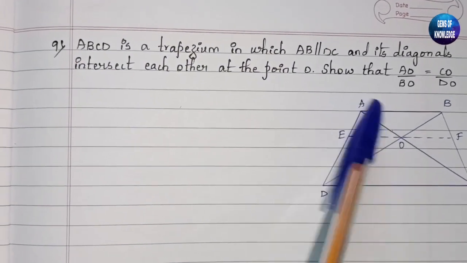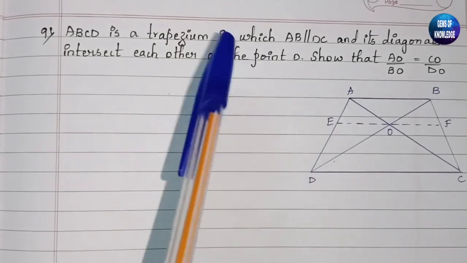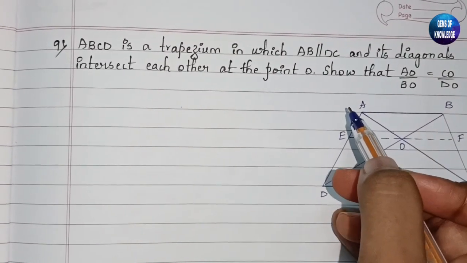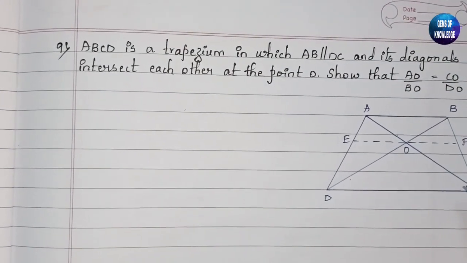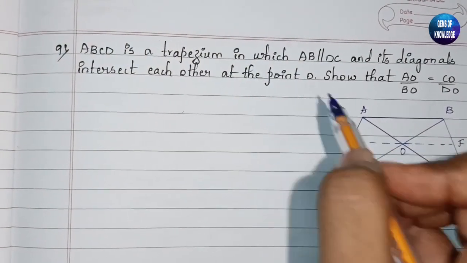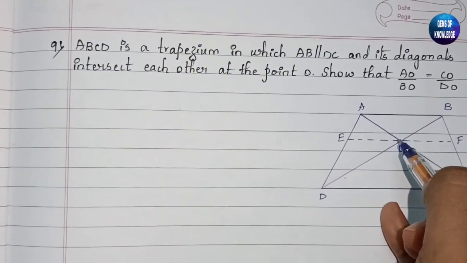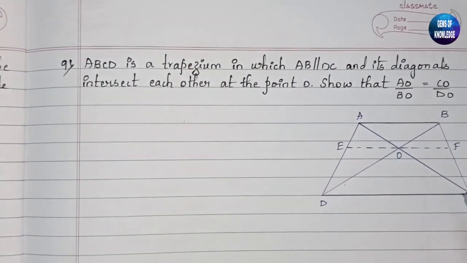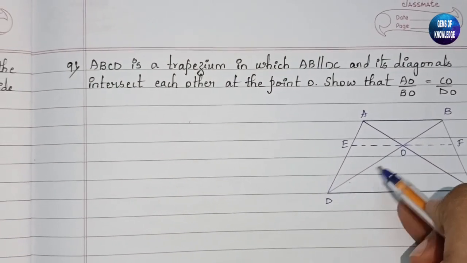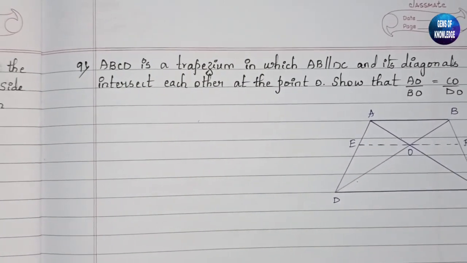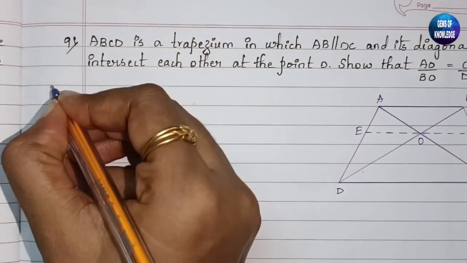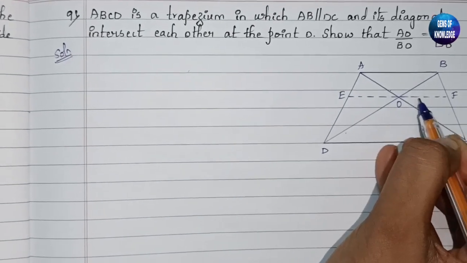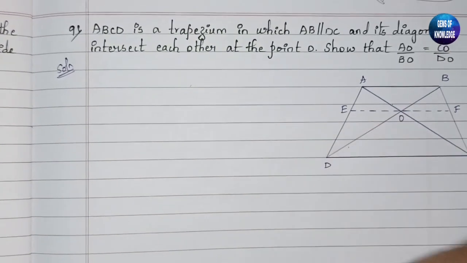ABCD is a trapezium, in which they have already given that AB is parallel to DC. Obviously, if it is a trapezium, then AB will be parallel to this DC. Its diagonals intersect each other at a point O. Then we need to show that AO by BO is equal to CO by DO. For that I have done one small construction: EF, which I have drawn, is parallel to the line DC as well as the line AB.